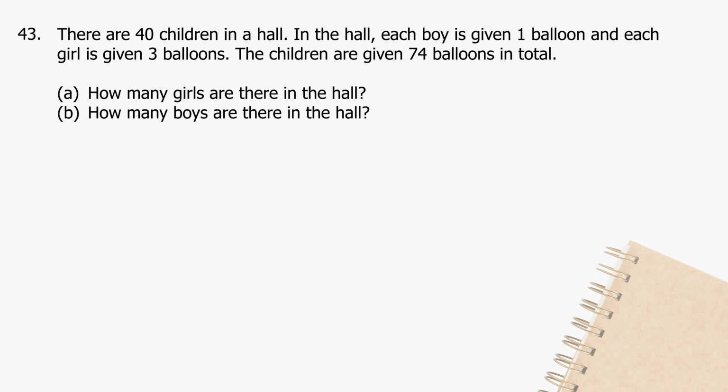Question 43. There are 40 children in a hall. In the hall, each boy is given 1 balloon, and each girl is given 3 balloons. The children are given 74 balloons in total. A. How many girls are there in the hall? B. How many boys are there in the hall?